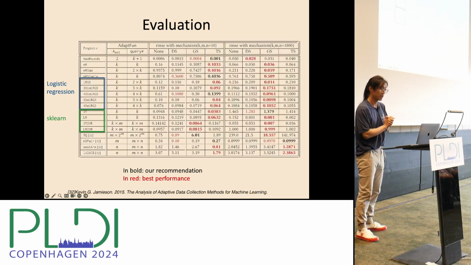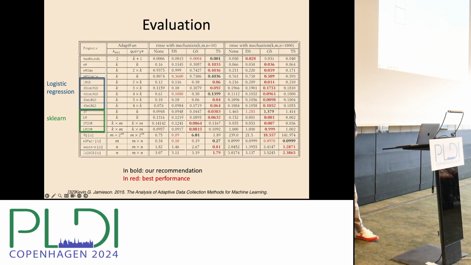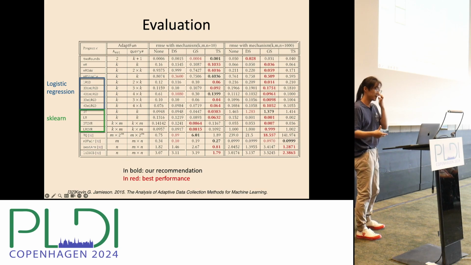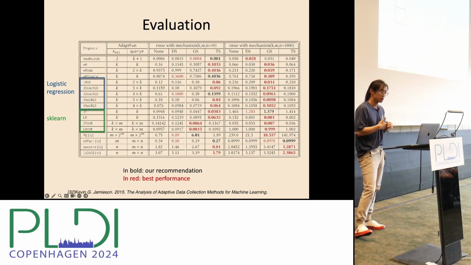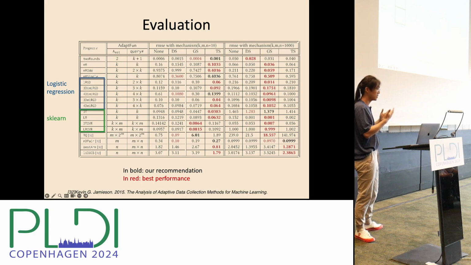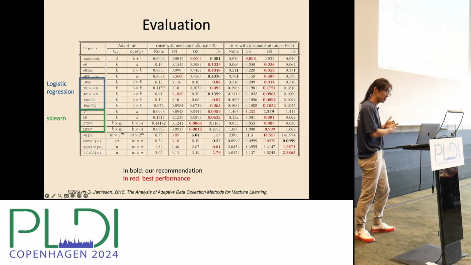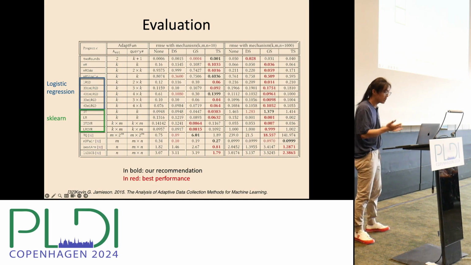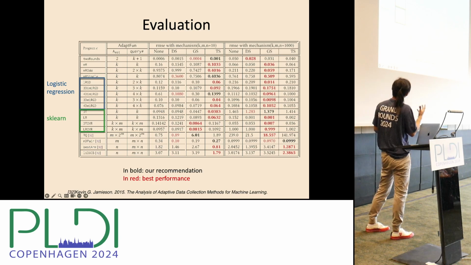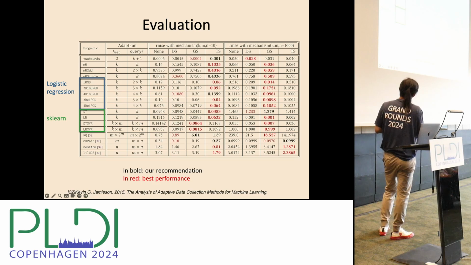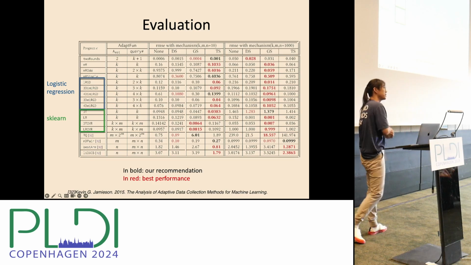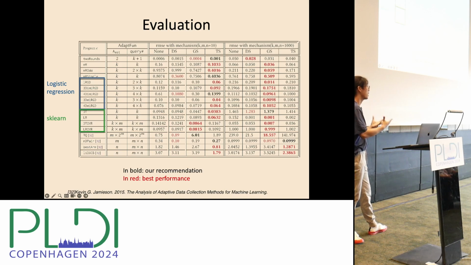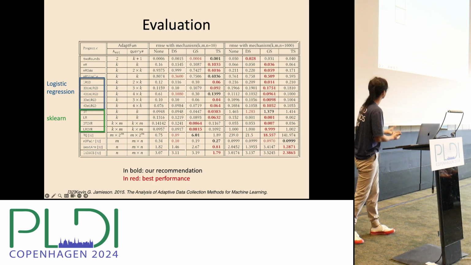We do some evaluations to test our recommendations. The benchmarks include largest regressions, some machine learning algorithms in sklearn, and some real-world adaptive data analysis algorithms. Here in bold is the recommendation by our heuristics. And in red is the best performance, and it shows that in most cases our recommendation gives the best suggestion.